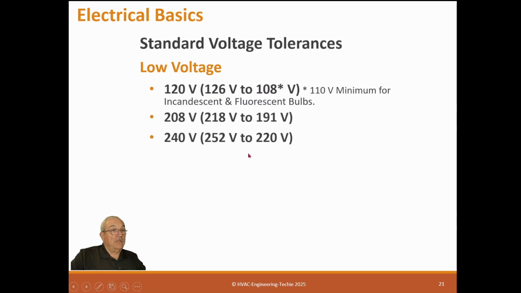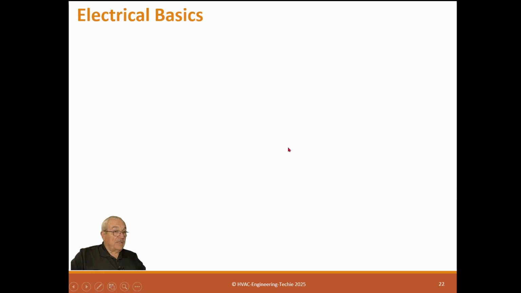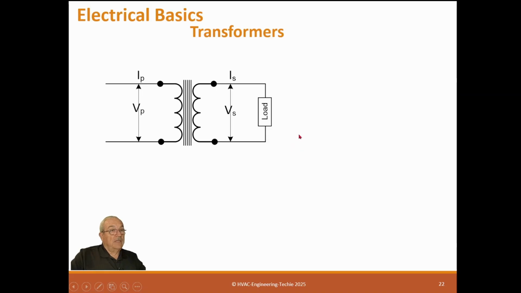208 is 218 to 191. 240 is 252 to 220. 277 is 291 to 254. 480 is 504 to 440. So those are basically the tolerance ranges in our systems.